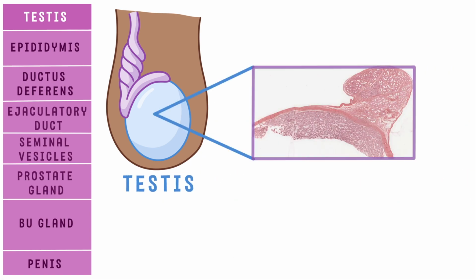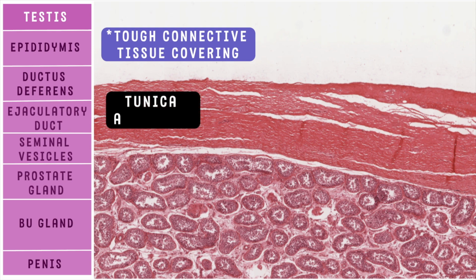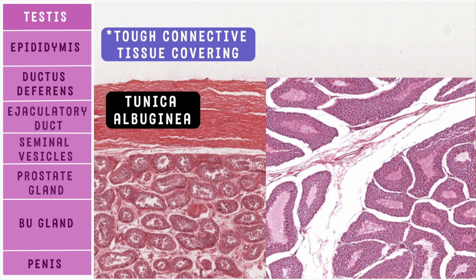Each testis is surrounded by a tough connective tissue covering, known as the tunica albuginea. Connective tissue septa from the tunica albuginea penetrate into the substance of each testis and divide it into lobules. One septum forms a wedge which penetrates the posterior surface of each testis.